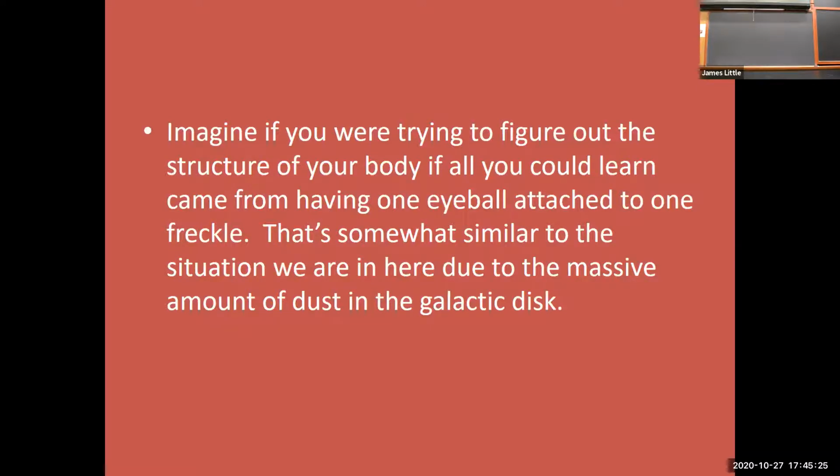If you want to imagine an analogy as to why it's hard to see the Milky Way, imagine that you were trying to figure out the structure of your own body, and all you could learn about your body came from having one eyeball attached to one freckle, and only being able to clearly see the stuff that's visible to that freckle. That's a similar situation that we have trying to learn about the Milky Way from the solar system.